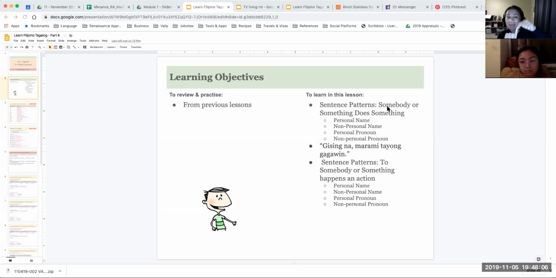Then if that is the case, you're not talking about what the actor did, but what happened to the person who received that action. Then that is your object. Then you should use in. Okay? Make sense? Thanks. That will really help you if you remember these three patterns.